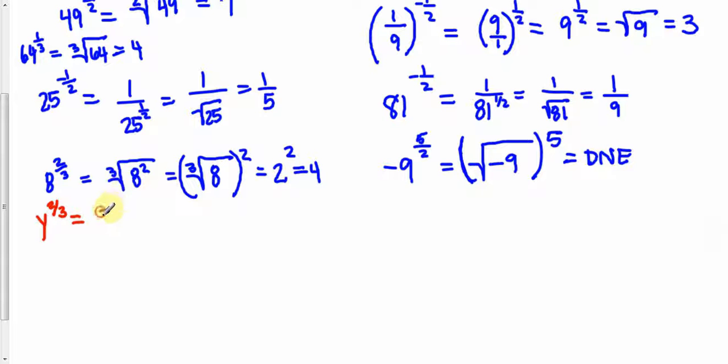So this would be the cubed root of y squared, or the cubed root of y, all squared. Those mean the same thing. I'm pretty sure this is the one they're going to want to see, because it's not helpful to put the 2 outside. I can't take the cubed root of y, whereas here I could take the cubed root of 8, so it was helpful to put the 2 outside.